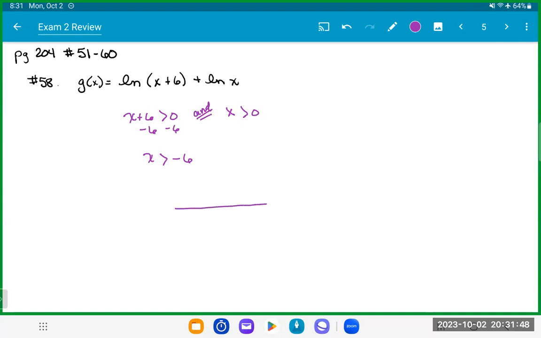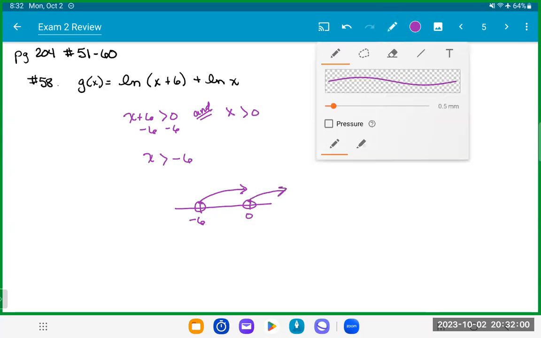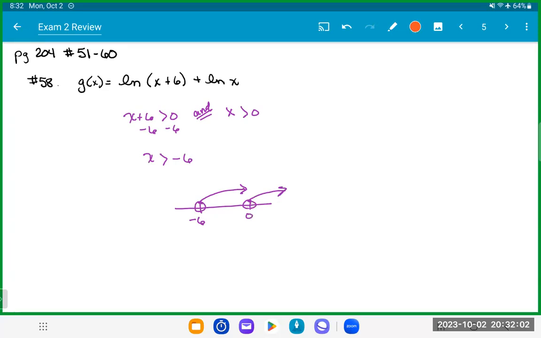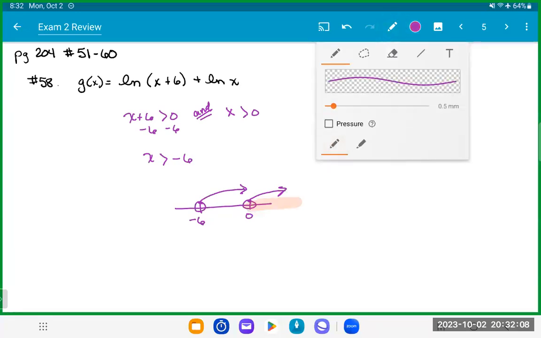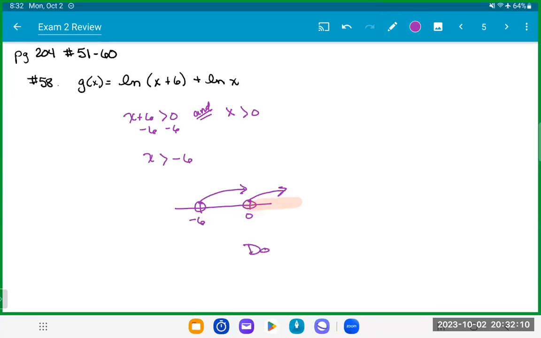So I would suggest laying it out on a number line. I have negative 6 and I have 0. I can highlight that it has to be this way, and I also have to be greater than 0. So where are both conditions met? Both conditions are only met in this portion. So I know that my whole x must be greater than 0. So my domain in this case is going to be 0 to infinity.